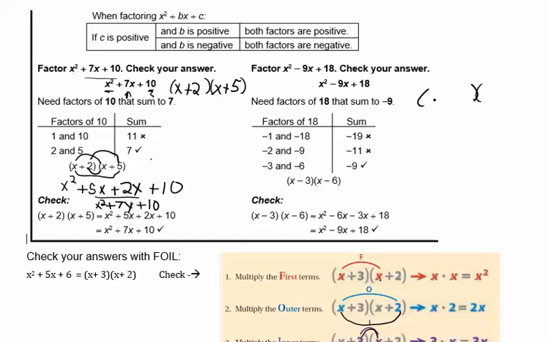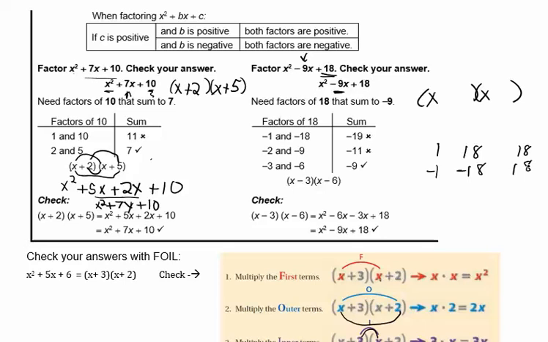So I'm going to set up my parentheses and put my x and my x in there, because I know that x times x is x squared. And now I have to look at the 18. So the factors of 18. Now because the middle term is negative, I'm also going to look at negatives. I could use 1 and 18, but that would give me a positive 18, right? Or I could use negative 1 and negative 18, which also gives me a positive 18. So I could use the negatives as well.